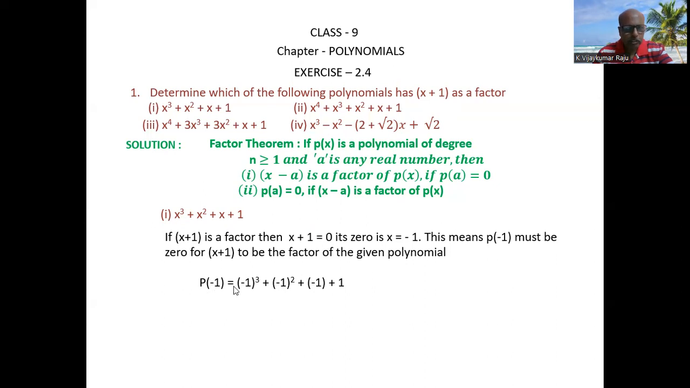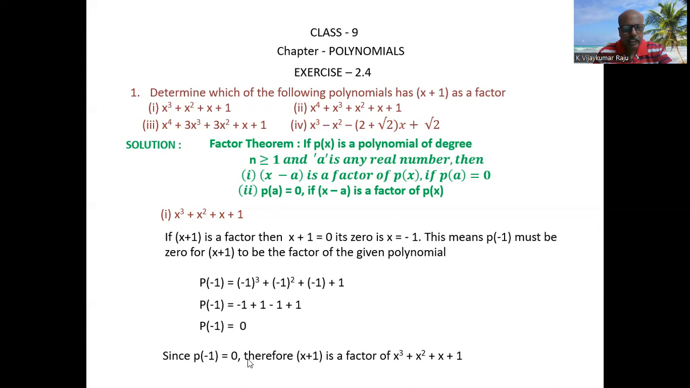P of minus 1 is equal to minus 1 raised to 3 plus minus 1 raised to 2 plus minus 1 plus 1. Minus 1 raised to 3 is minus 1 into minus 1 into minus 1, which is minus 1. Minus 1 into minus 1 is plus 1. So it will be minus 1 plus 1 minus 1 plus 1. Plus and minus cancel, plus and minus cancel, so you are getting p of minus 1 is 0. Since p of minus 1 is 0, we can say x plus 1 is a factor of the given polynomial x cubed plus x squared plus x plus 1.